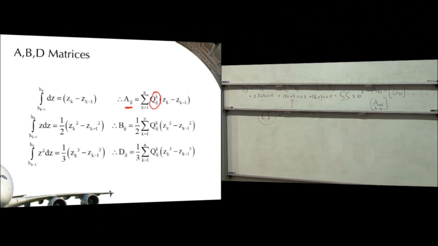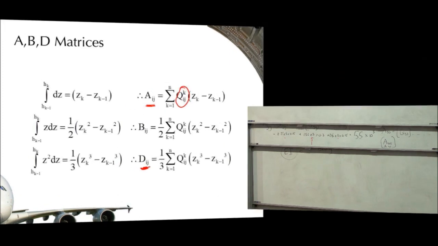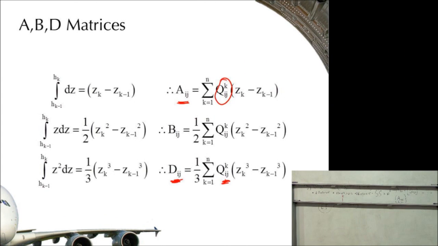Now if you'll notice in the D matrix, the formula is fairly similar. On the left we've got this IJ subscript again, which is mirrored in here. The main difference is that instead of this being Z_k minus Z_k-1, we've got Z_k cubed minus Z_k-1 cubed. And there's a different constant out the front. Now, the effect that that has is that it amplifies things that are away from the neutral axis.